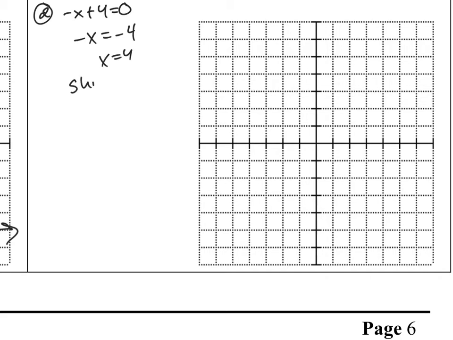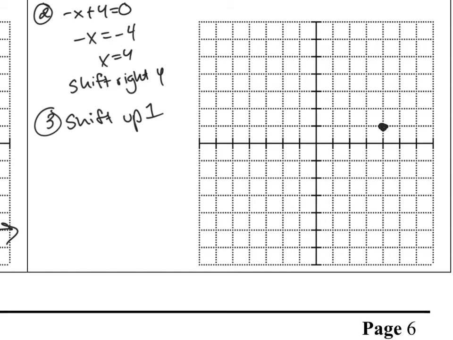So that means we're going to shift right 4. And then the last part, we have plus 1, so we're going to shift up 1, okay? So over 4, 1, 2, 3, 4, up 1, all right? Now let's see what happens when x is equal to negative 5, okay?